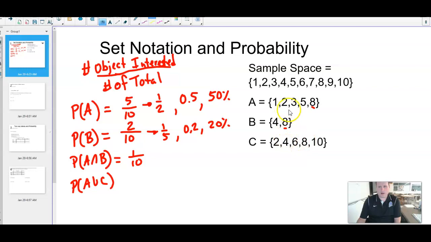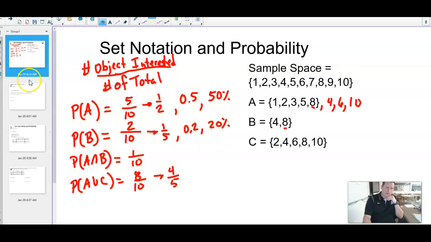So there would be 8 objects because I've got these, and then I also have 4, and I also have 6, and I also have 10. These 5 and then these 3 that come from this one. So my desired would be 8, and then my total would still be out of 10. And if you want to reduce that, that would be fantastic. This would be 4/10, or 4/5, which would give you about 80%. Okay? So that's how we're looking at finding probabilities that way.